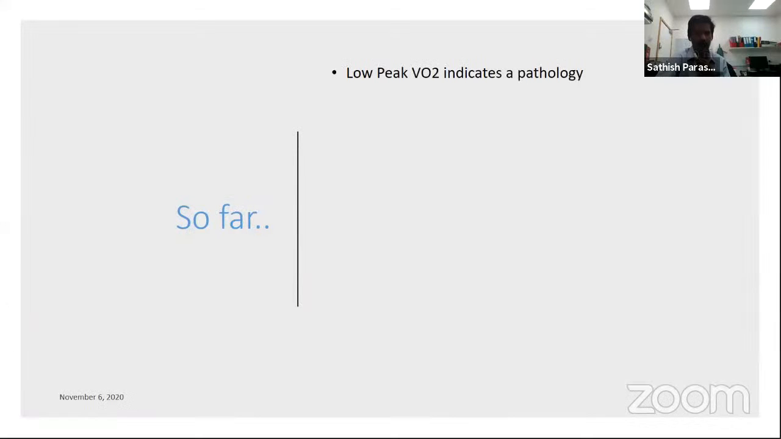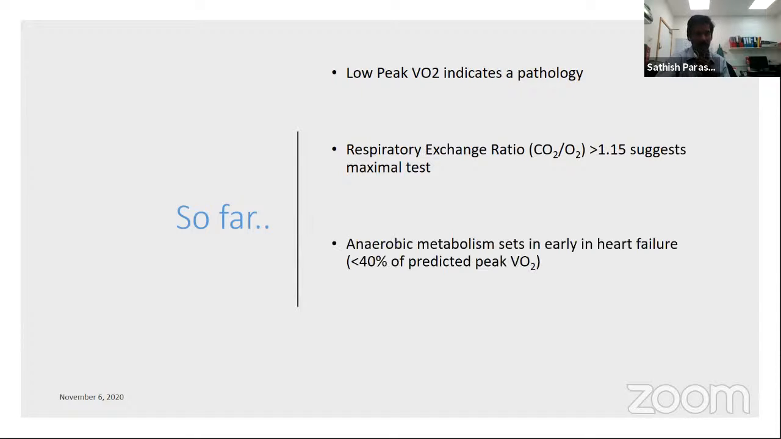So far, low peak oxygen consumption at peak exercise indicates a pathology. We don't know what exactly it is. A respiratory exchange ratio more than 1.1 to 1.15 suggests a maximal test, that we've done a good, symptom-limiting test. Anaerobic metabolism sets in early in patients with heart failure. Oxygen pulse is a surrogate for stroke volume. I hope that's reasonable. That's fairly clear.